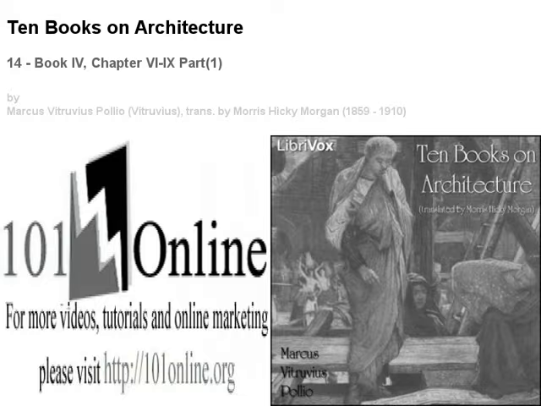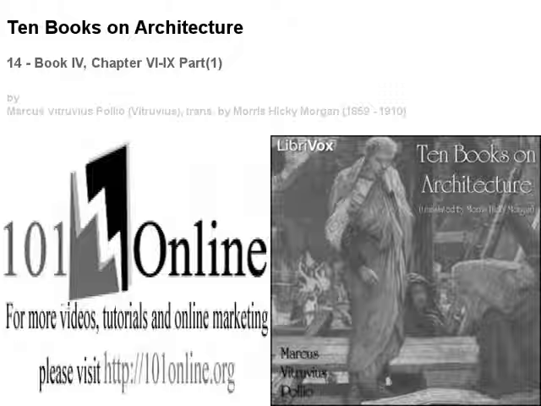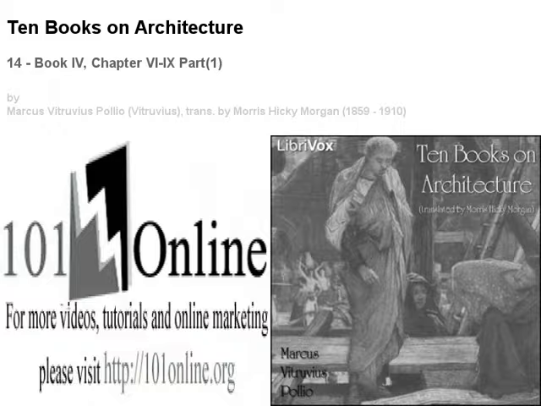Chapter 8. Circular temples and other varieties. 1. There are also circular temples, some of which are constructed in monopteral form, surrounded by columns, but without a cella, while others are termed peripteral. Those that are without a cella have a raised platform and a flight of steps leading to it, 1/3 of the diameter of the temple.